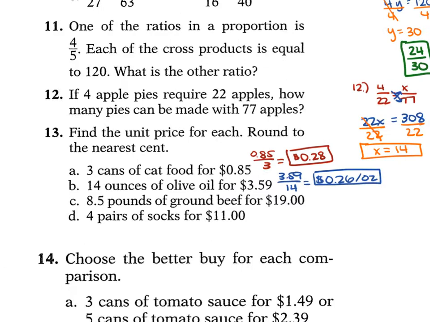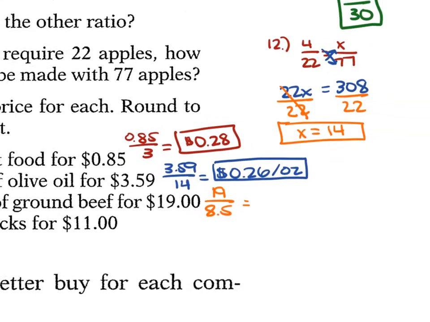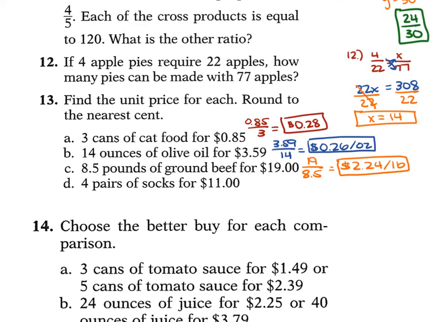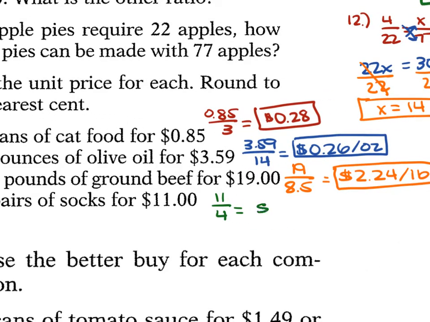For C, it tells us 8.5 pounds of ground beef for $19. So it's $19 for 8.5 pounds. We're going to do 19 divided by 8.5, which gives us $2.24 per pound. For D, we have 4 pairs of socks for $11. So we're doing for each pair, so that's 11 over 4, which is $2.75 per pair.